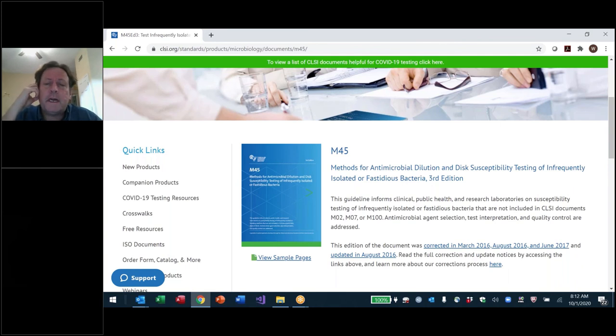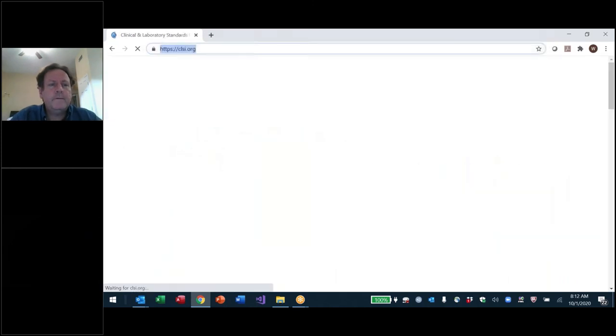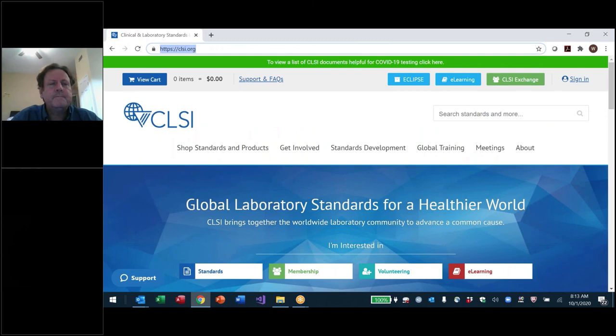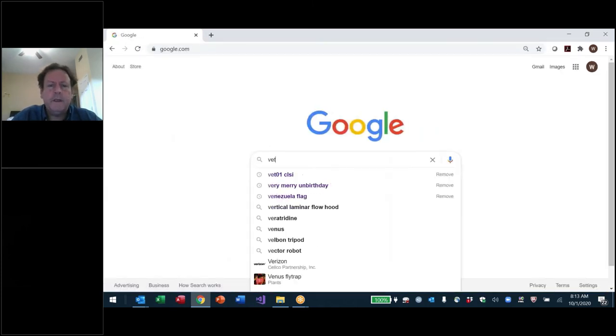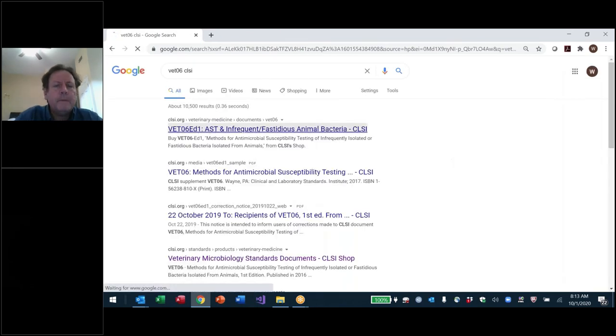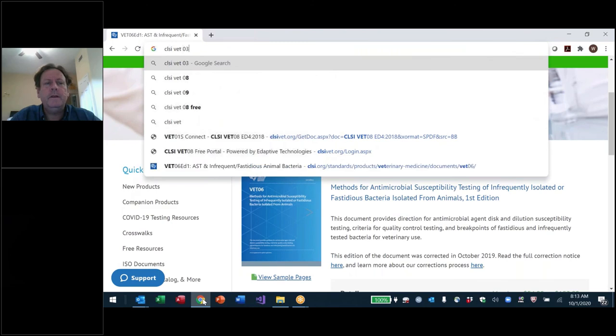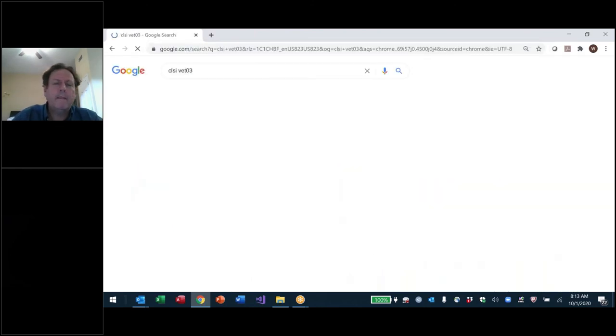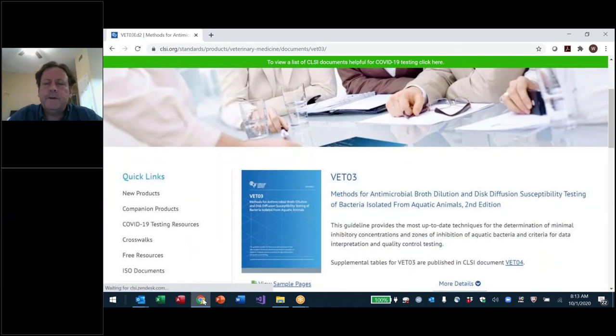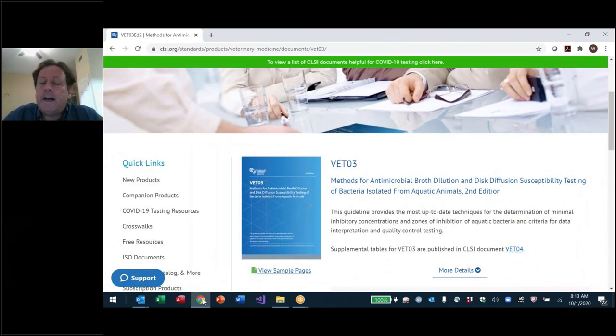So the M45 is not a free document. And it's also another one on the veterinary side. The VET08 I showed you, that's routine bacteriology. The VET06 is along the same lines. It's infrequent or rare fastidious veterinary pathogens. There's also the CLSI VET03, VET04, which is about aquatic animals, fish, shellfish, shrimp, lobster, mostly fish, salmon, things like that. So these are not free documents, but most people don't need these documents. These are very specialized documents.